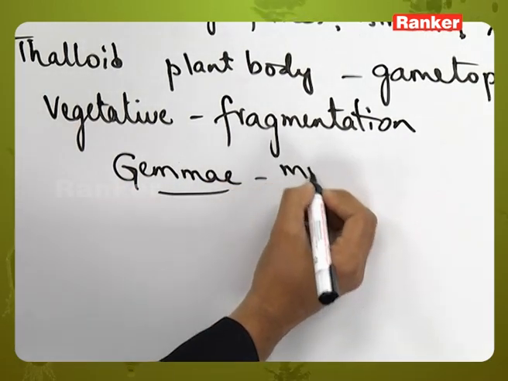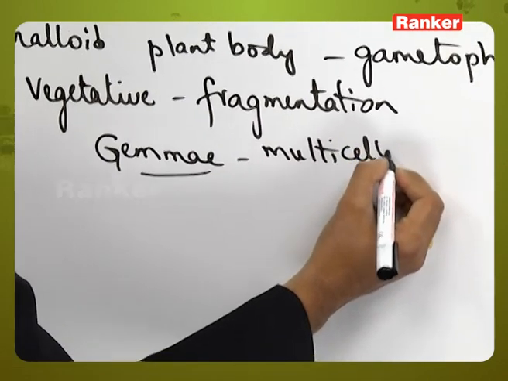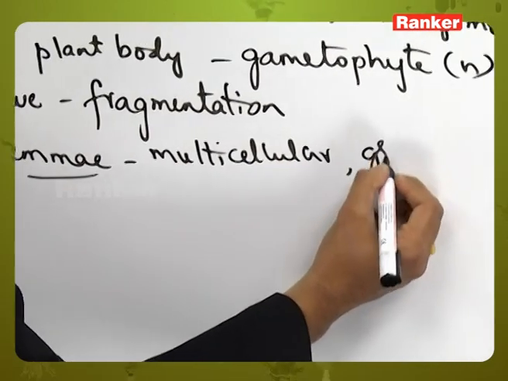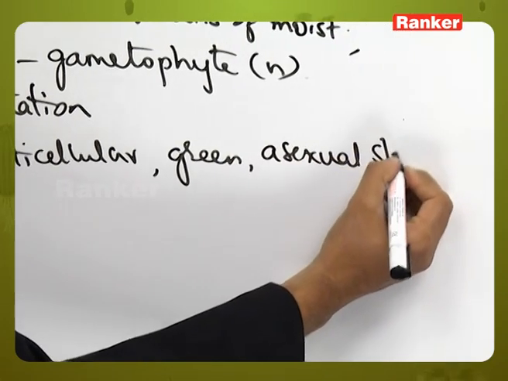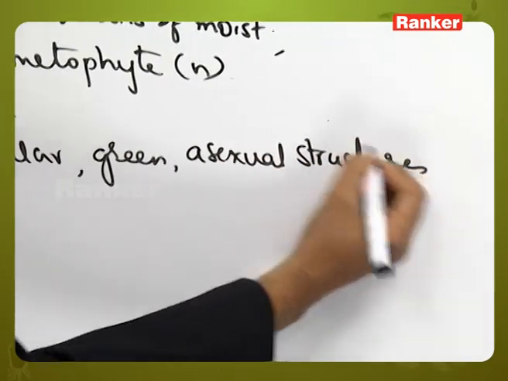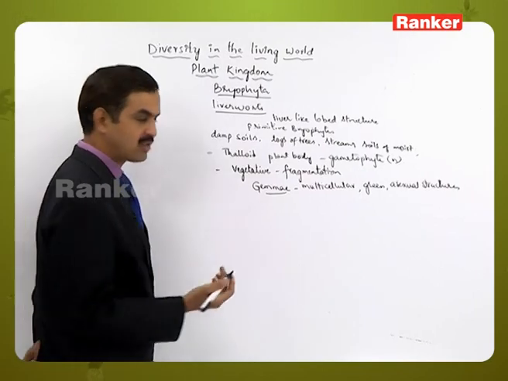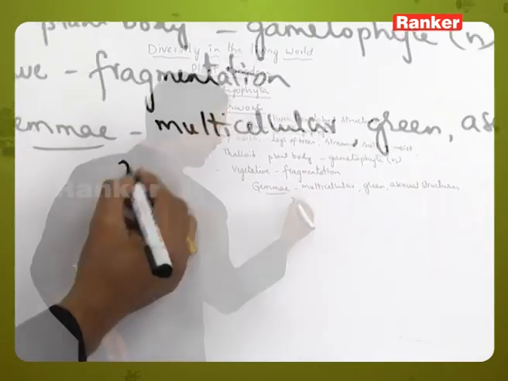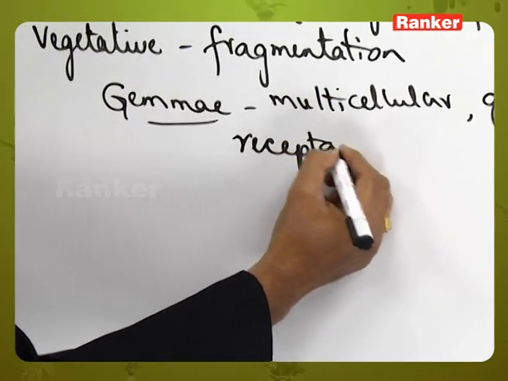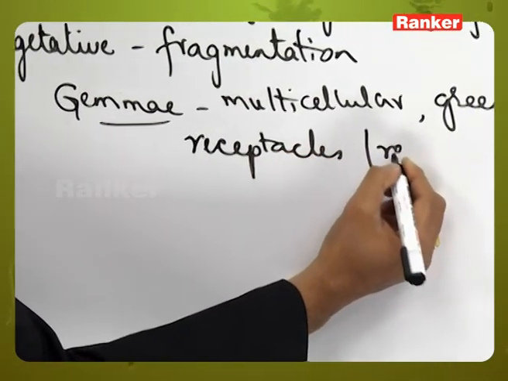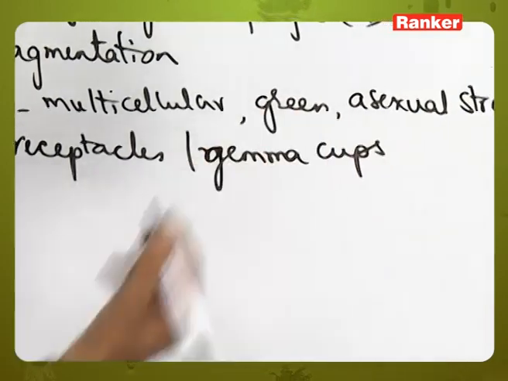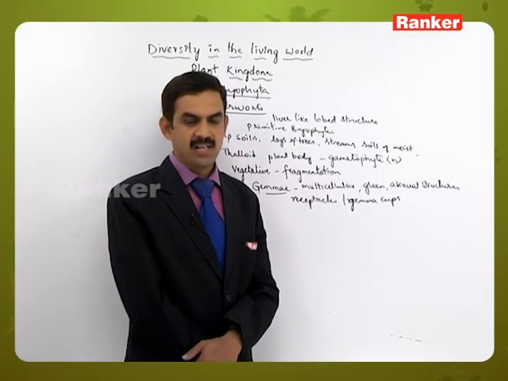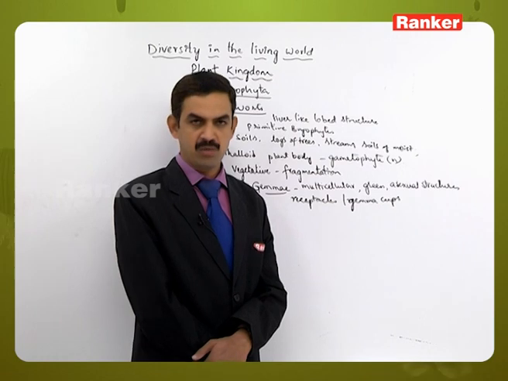Gemmae are multicellular, green, asexual structures. These are formed in special cup-like structures called gemma cups or receptacles. Then when these gemmae are separated, they grow into new individuals.